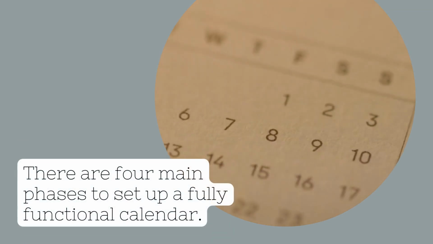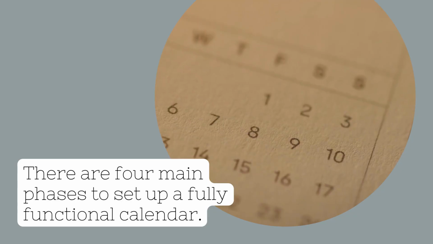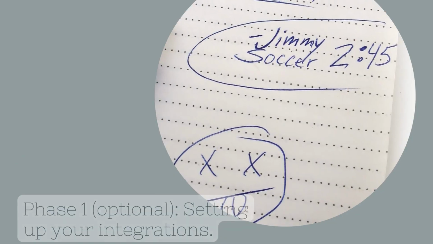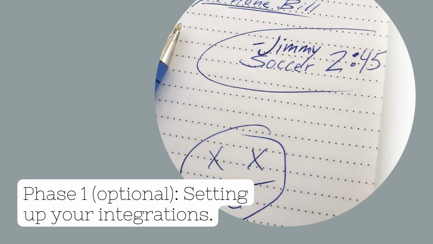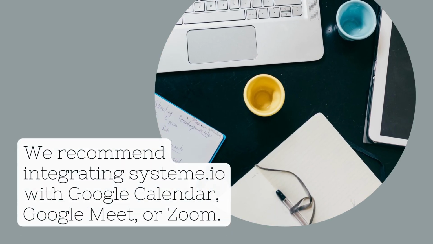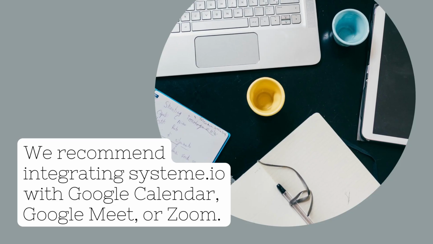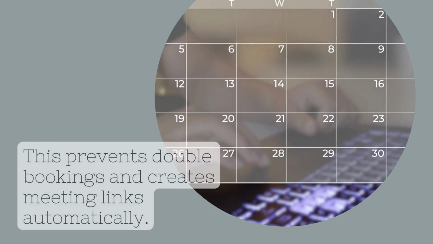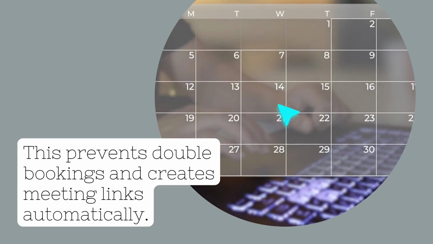There are 4 main phases to set up a fully functional calendar. Phase 1. Optional: setting up your integrations. Recommend integrating Systeme.io with Google Calendar, Google Meet, or Zoom. This prevents double bookings and creates meeting links automatically.